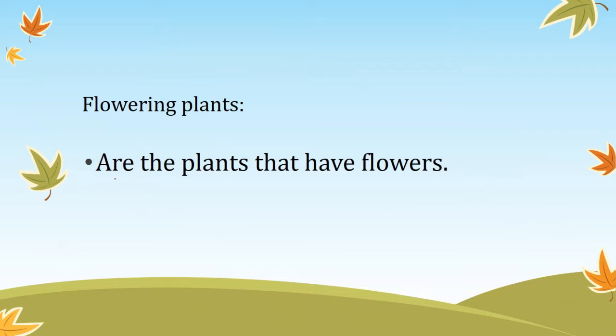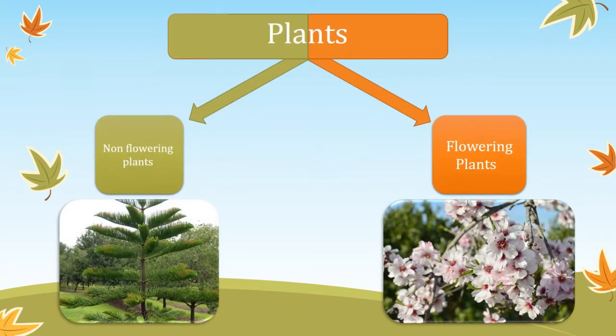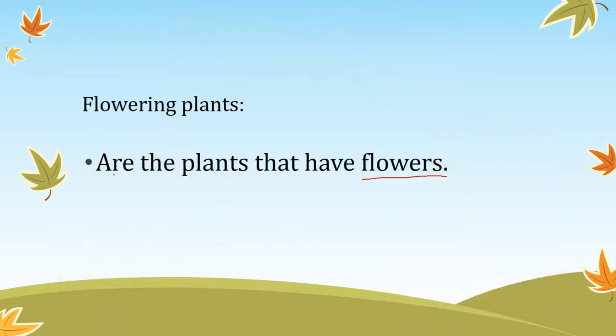So the flowering plants are the plants that have flowers. If we go back to the slide before, we will see the difference between these two plants. This plant has a flower and this plant doesn't have any flower. So let's repeat. The flowering plants are the plants that have flowers.